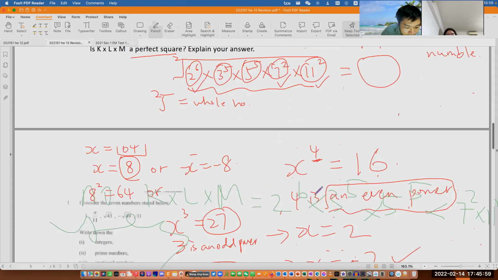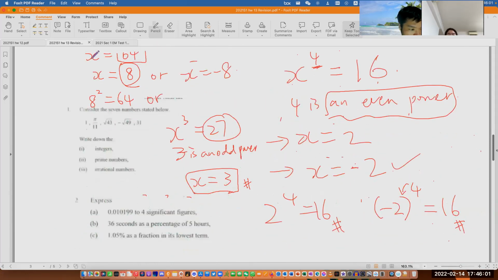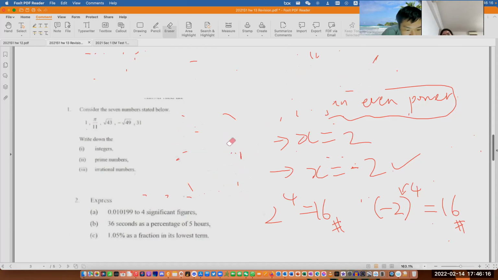Okay, good. Next. All right, this question. Question 1. Consider the 7 numbers stated below. So this question, they test you the definition of integers, prime numbers, irrational numbers. Can you do it? While I am cleaning up so that you have white space to work it out.